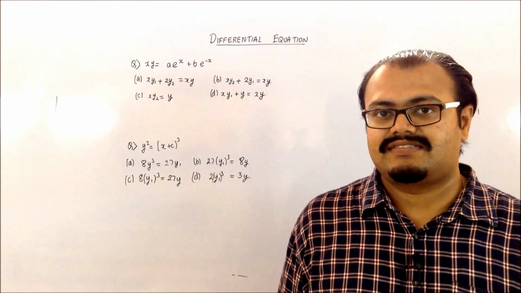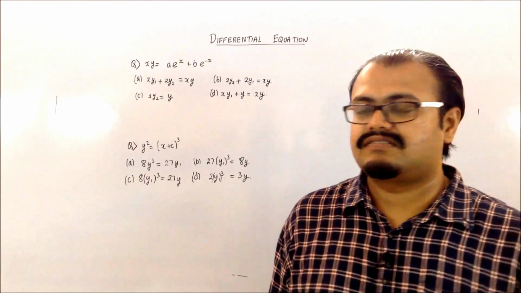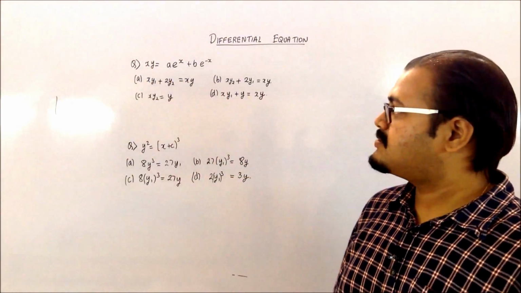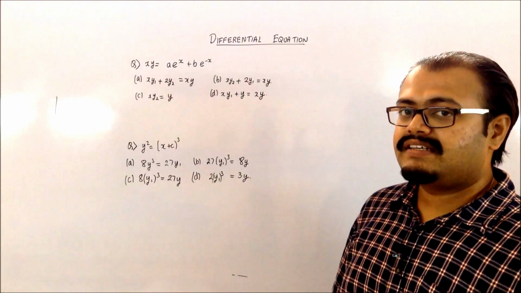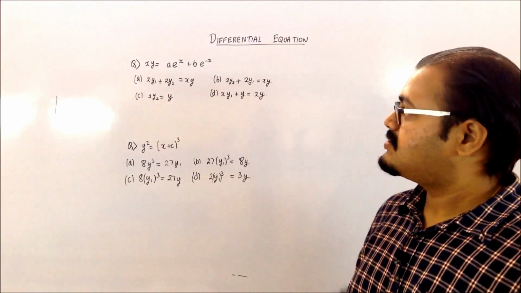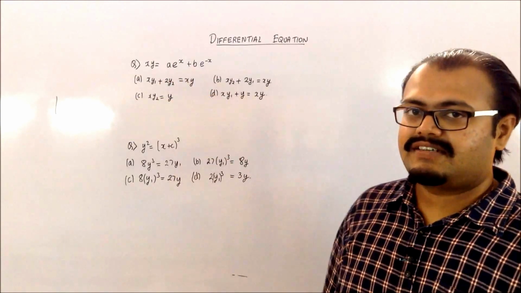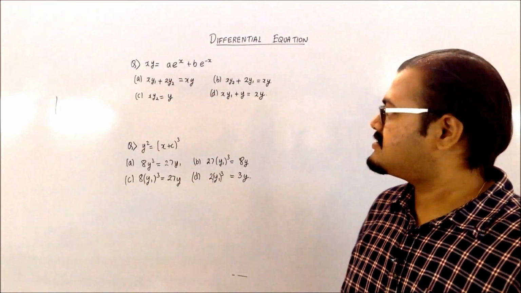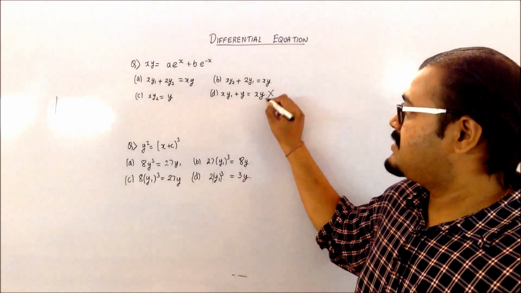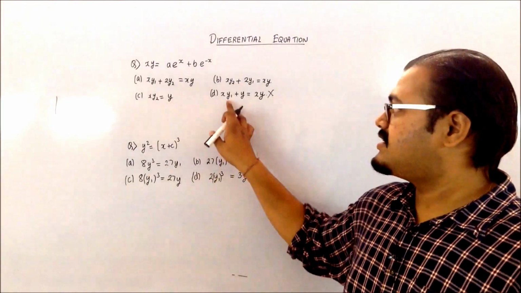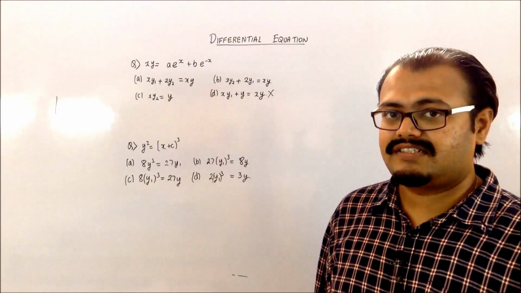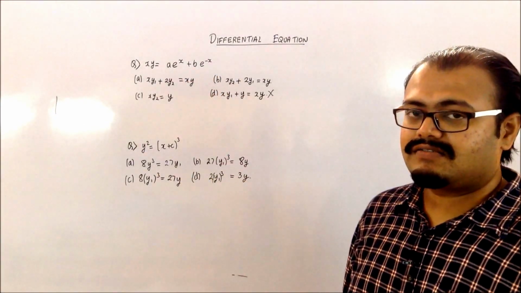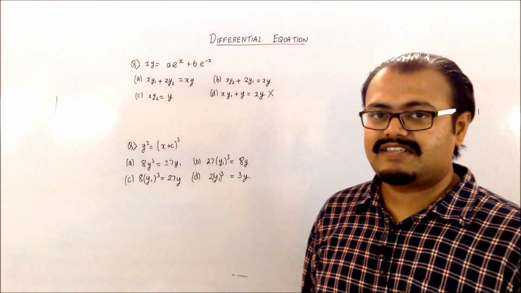Next type of question is finding the differential equation from the given equation. So you have xy equals a e raised to x plus b e raised to minus x. You see that there are two arbitrary constants, so you have to have a double derivative term in your differential equation. That is why you can eliminate option D, because it only has a single derivative term in it. To proceed, you have to go for differentiating.